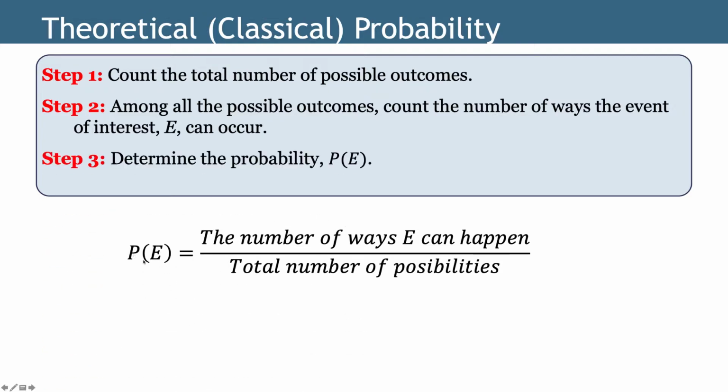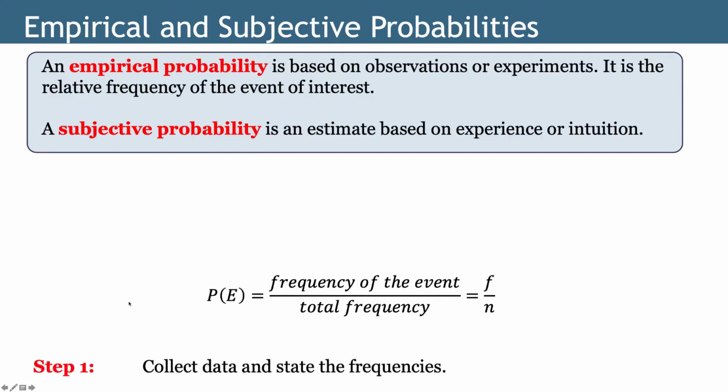Now, this notation here is just the probability of E. This does not mean P times E. This is probability notation. So keep that in mind. This is not a formula over here. All right, so that's it.